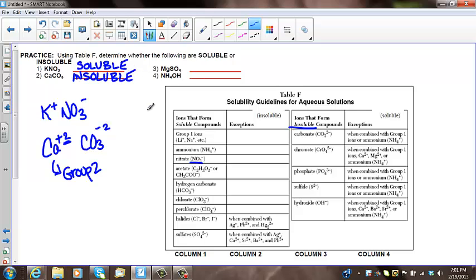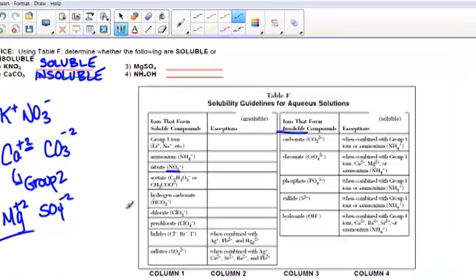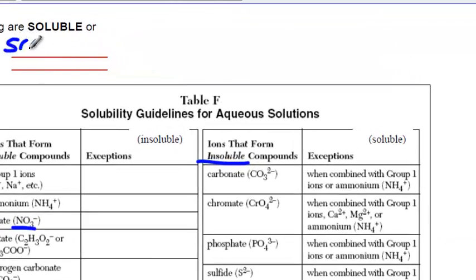Number 3, MgSO4. Mg is plus 2, SO4 is minus 2. I find my sulfates. Here they are right here. They're always soluble unless combined with Ag, calcium, strontium, barium, and lead. Well, Mg doesn't meet that exception, so it means it's going to be soluble.